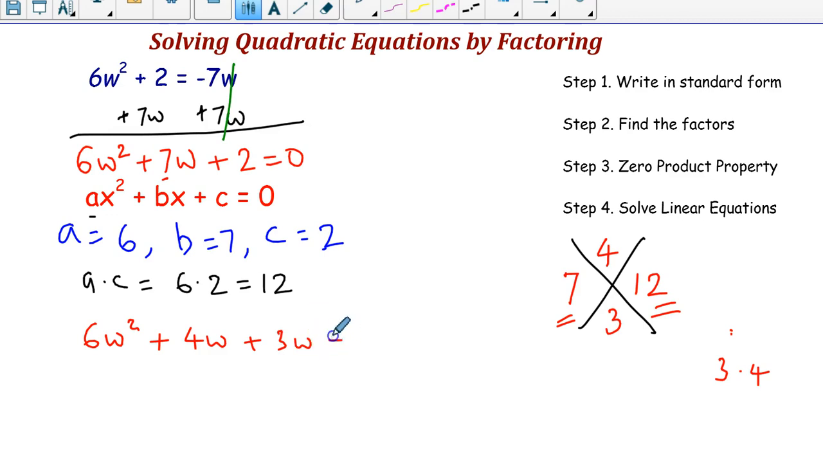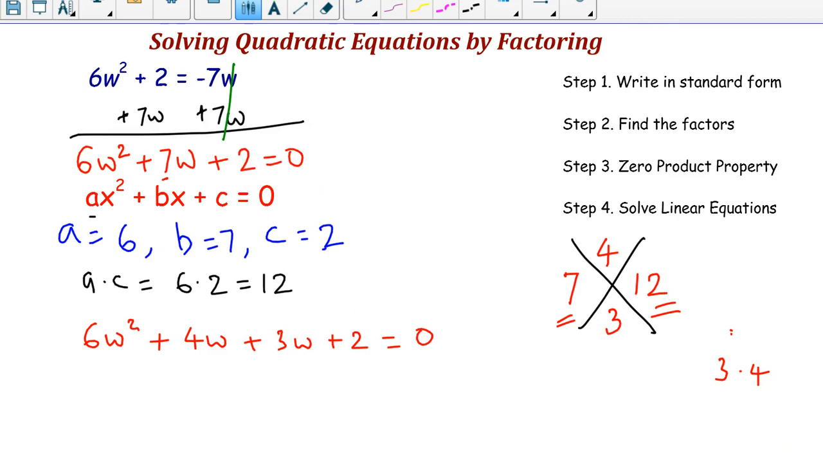And the last term here, I have 2. So I'll write down 2. And what is left on the right hand side? That is 0. Okay. So you see, 6w square plus 7w is broken down as 4w plus 3w. 4 plus 3. And the last term is 2.